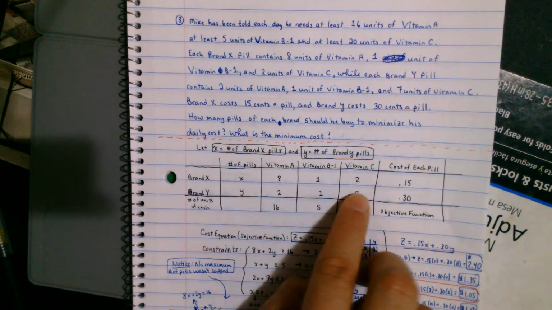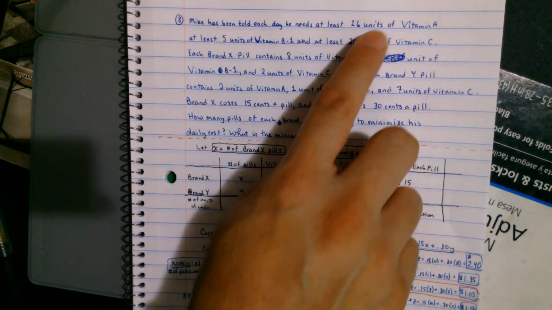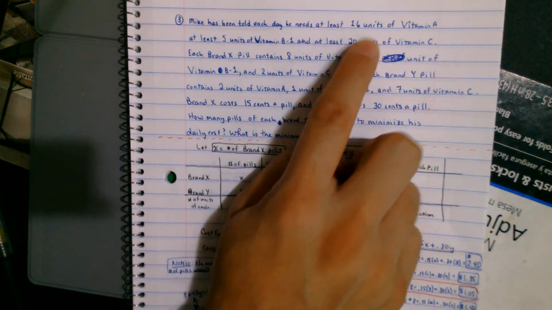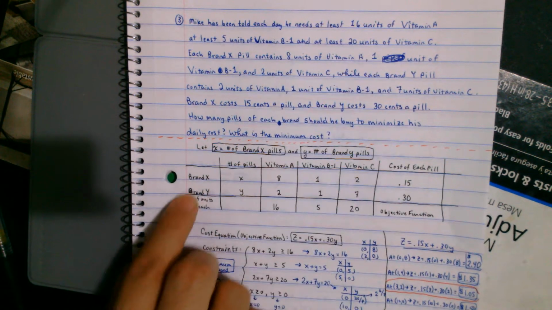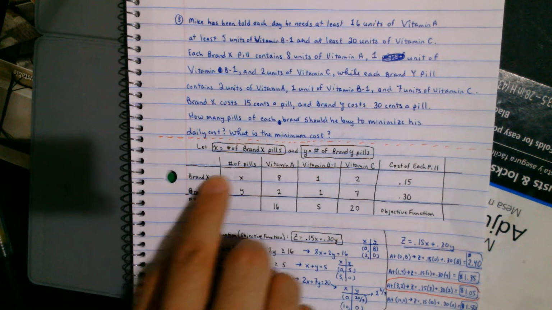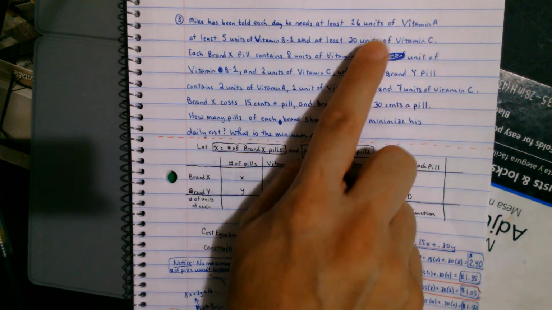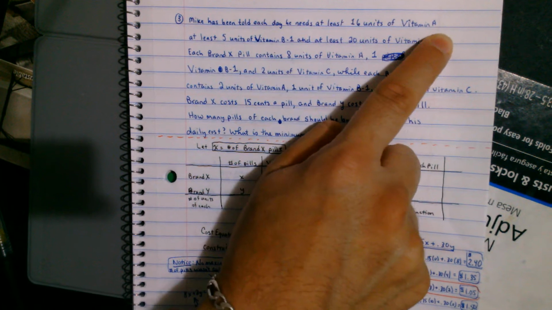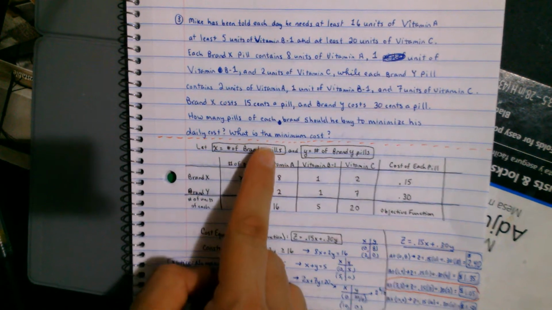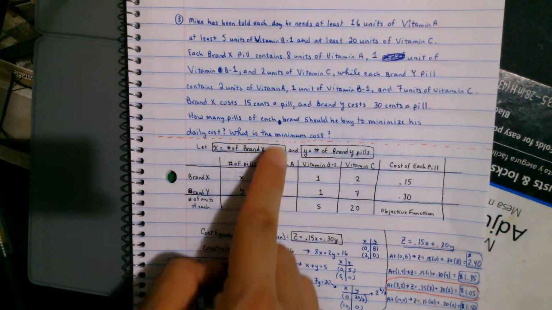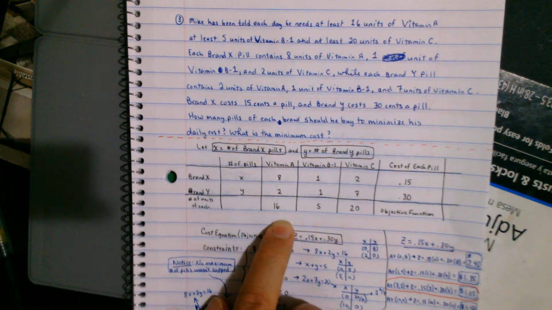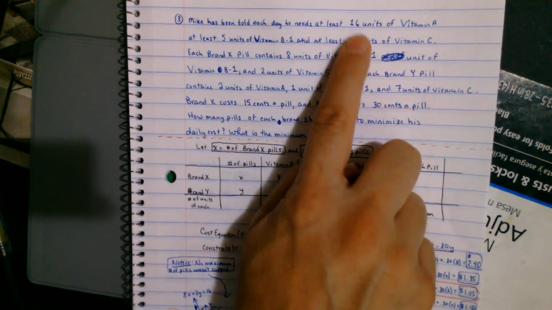2, 1, and 7. This part is the amount of, again, of each type. So we'll get to that momentarily here. So the total amount of vitamin A that he needs is 16. So the vitamin A that comes from each one total has to be at least 16.